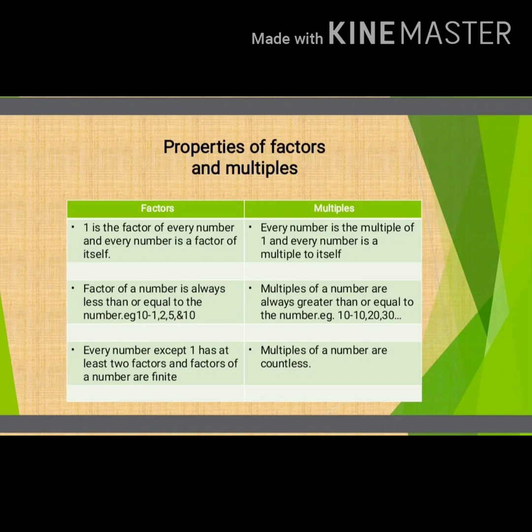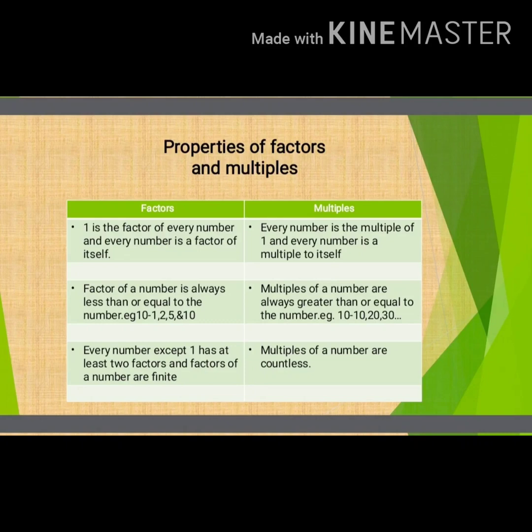Now let us study the properties of factors and multiples. First, we will go with factors. The first property says that 1 is the factor of every number and every number is a factor of itself. That means 1 is always to be considered as the factor of every number because 1 divides every number. And every number is a factor of itself because when I divide 12 by 12, I get 1. So 12 is always divisible by itself.